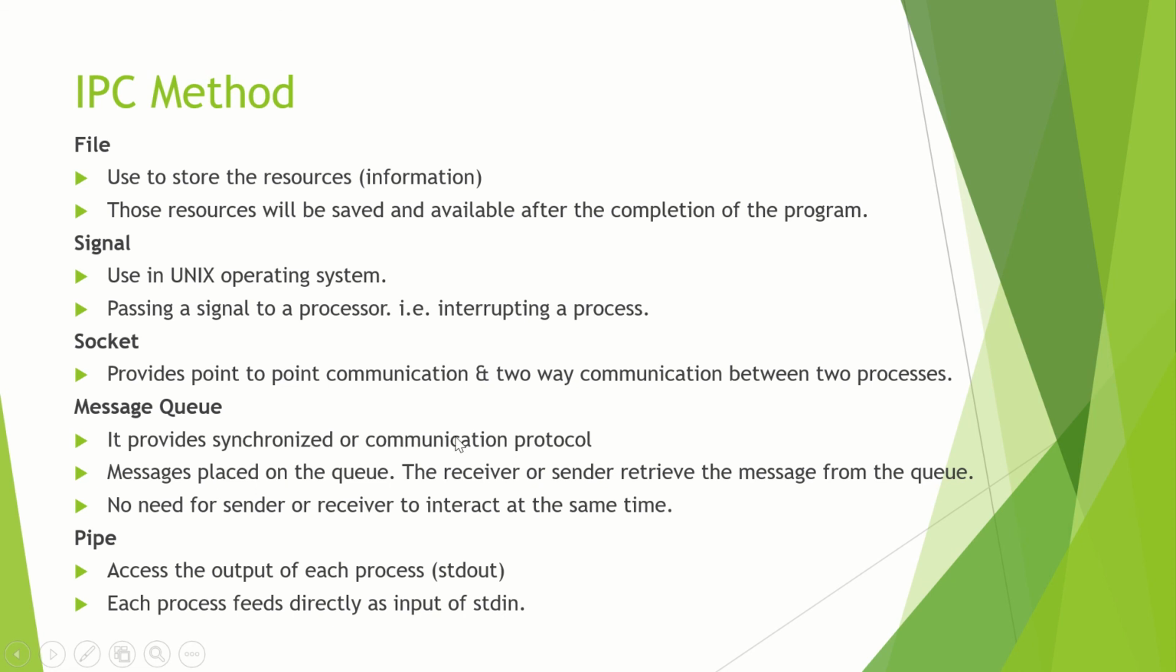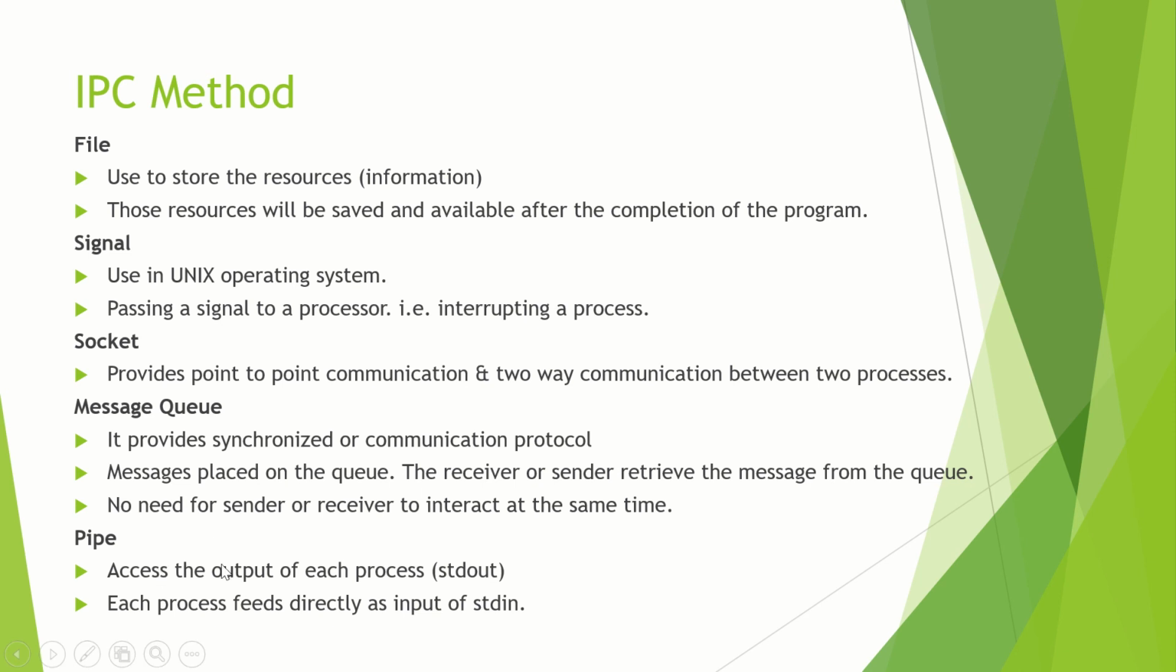Message queue provides a synchronized communication protocol. A message is placed on the queue, and the receiver retrieves the message from the queue, with no need for sender and receiver to interact at the same time. The message queue is only there to queue the message and provide synchronization and a communication protocol. So there's no real-time communication. It just happens very fast inside a computer, and as a user you will not realize it.